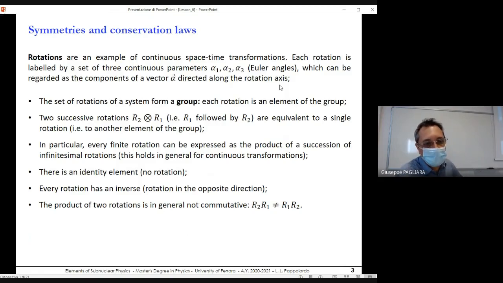So two successive rotations, R2 times R1, that is R1 followed by R2, are equivalent to a single rotation, another element of the group itself. In particular, every finite rotation can be expressed as the product of a succession of infinitesimal rotations. And this holds in general for any continuous transformation, so not only for rotations but also for translations, etc. There is an identity element, which is just no rotation. Every rotation has its inverse, so the rotation in the opposite direction, trivially. And the product of rotations is, in general, not commutative in space.